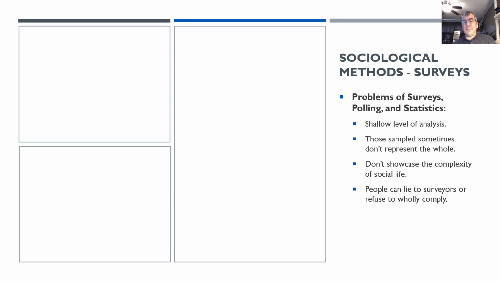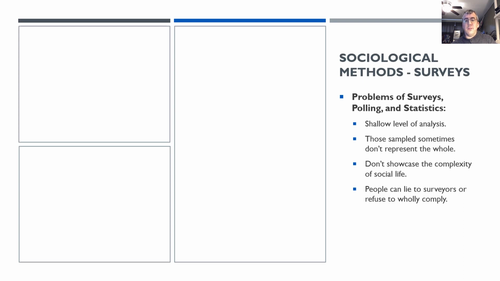People can lie to surveyors or refuse to wholly comply to surveyors, and we have seen lots of problems with people lying or refusing to wholly comply. So think about this. If you were a teenager and somebody came and did a survey at your school and asked you if you, let's say, did drugs, you would probably say no, even if you have, because you don't want to get in trouble. But a more recent example, we saw this with the 2016 presidential election.